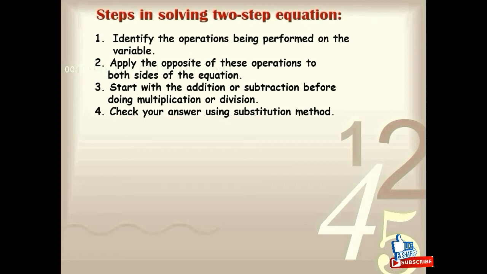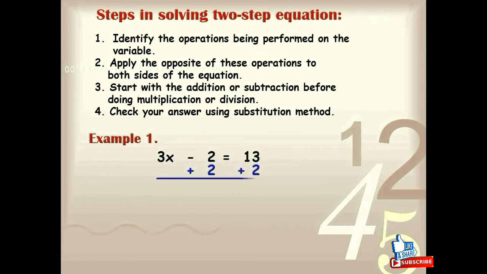Let us have our first example. 3x minus 2 equals 13. The operations involved here are multiplication and subtraction. Therefore, we're going to perform the inverse. We're going to add first, and then we're going to divide. Since the equation is subtracting 2 from the variable, we're going to add 2. Now, to maintain the balance of our equation, we will also add 2 on the other side.